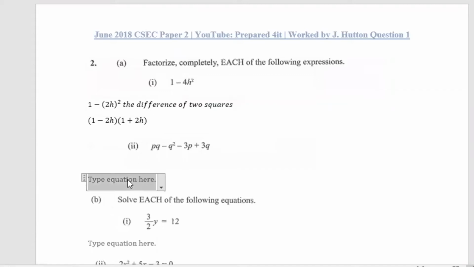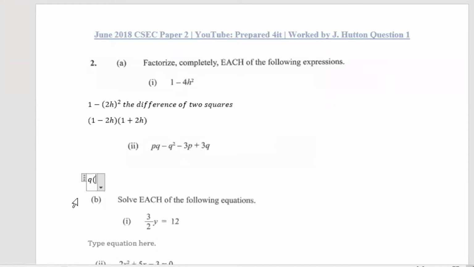Now working part 2, which I've seen some persons already got the answer. We're doing this now by grouping. So what you're going to do is to put 2 terms, usually you can put 2 terms in a bracket where there is a common variable in each. So from pq minus q squared, what is common is q, and what is common goes on the outside.